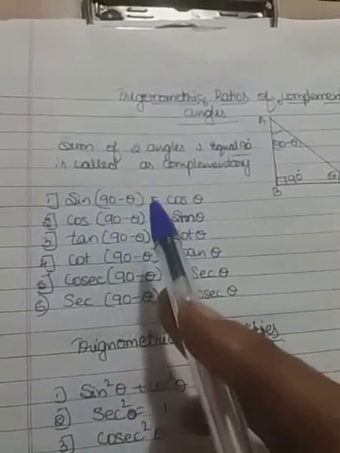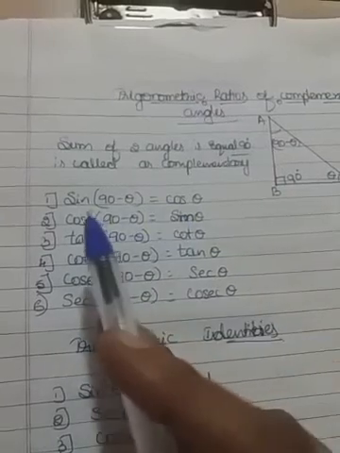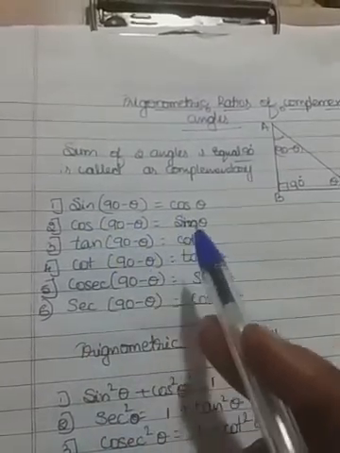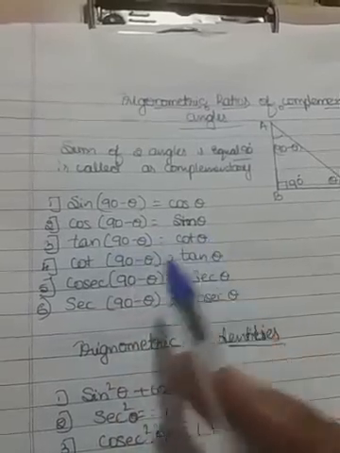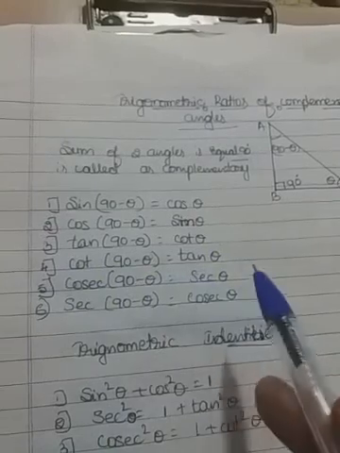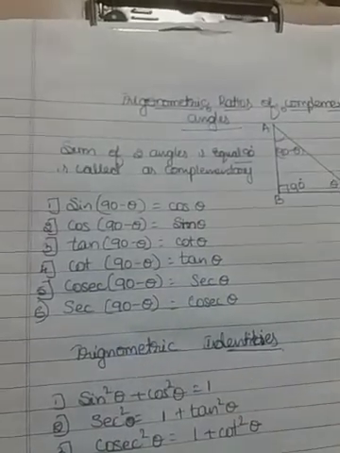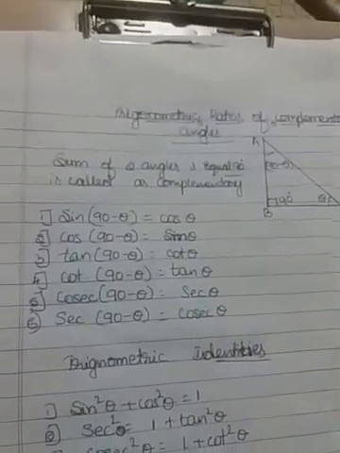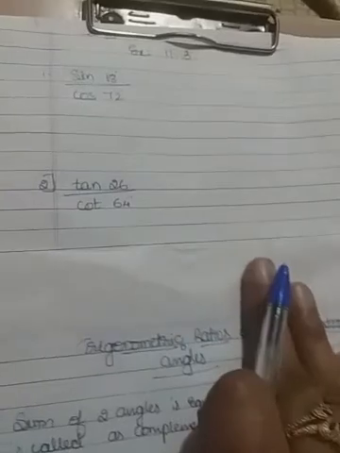Sin 90 minus theta is cos theta, cos 90 minus theta is sin theta, tan 90 minus theta is cot theta, cot 90 minus theta is tan theta, cosecant 90 minus theta is secant theta, secant 90 minus theta is cosecant theta. Based on this only, we complete all the sums of exercise 11.3. Let us solve the first one.